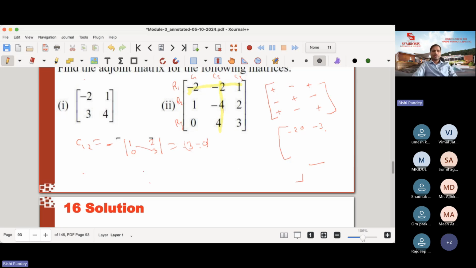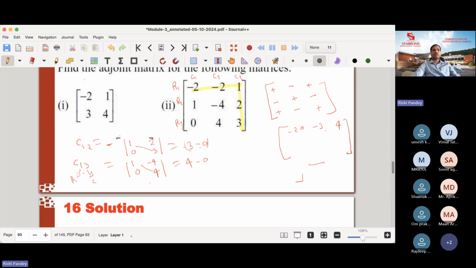Solve. Similarly, if I say 1, 3, it means third row, first column? No, we always write row first and column second. So 1, 3 means first row, third column. So we delete the first row and third column. What you see, write down here. The values are 1, 0, minus 4, 4. Cross multiply: 4 times 1 is 4, and here 0. The location is plus, so the value is also plus. So this is the third element.